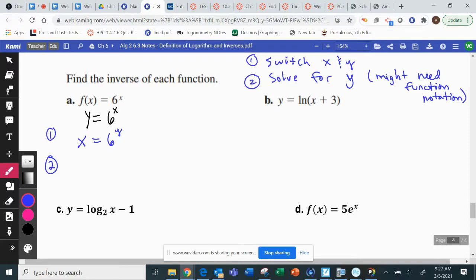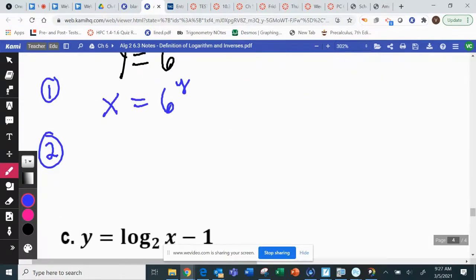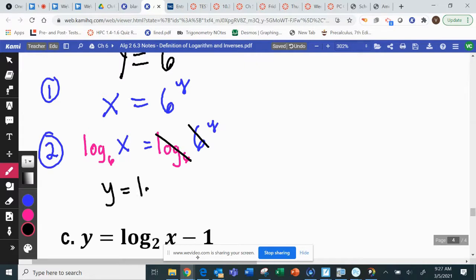What base should I use for my log? 6 is correct. So I'm going to do log base 6 of x equals log base 6 of 6 to the y. Log base 6 of 6 cancel. We get y equals log base 6 of x. That is the inverse solved for y.